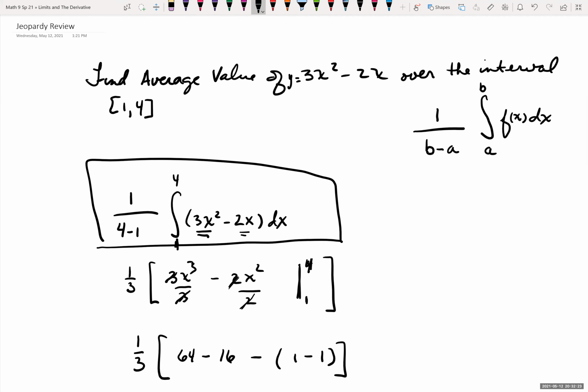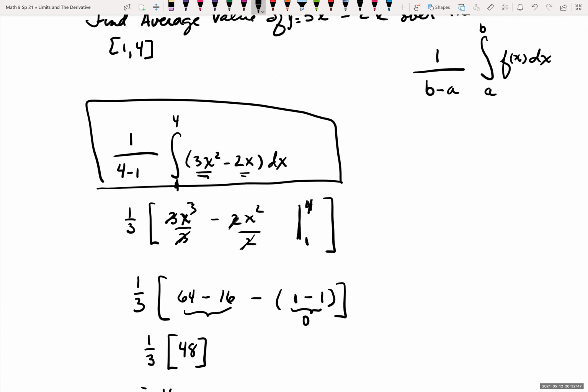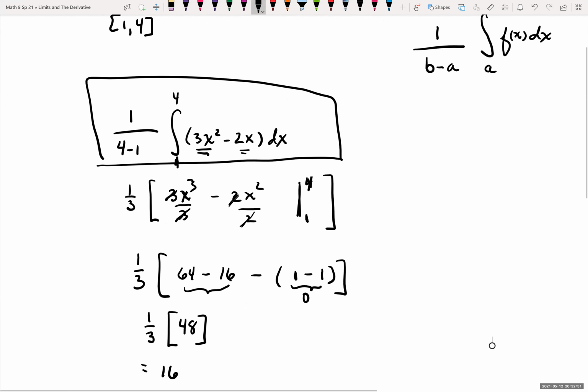And so we put in our upper bound first, and if we cube 4, we get 64. And if we square 4, we get 16. So we get 64 minus 16 minus, and now plug in the lower bound. So we get 1 cubed is 1 minus 1 squared, which is 1. And so this here is 0. And we get 64 minus 16 is 48. So we have 1/3 times 48, which gives us back 16.